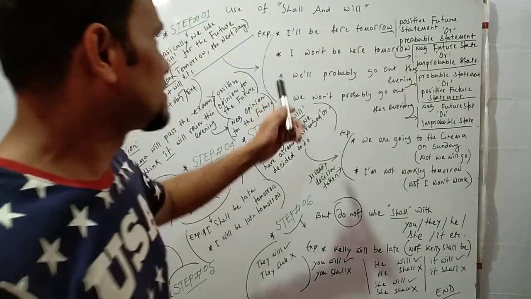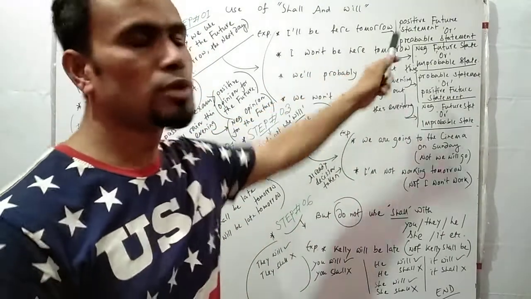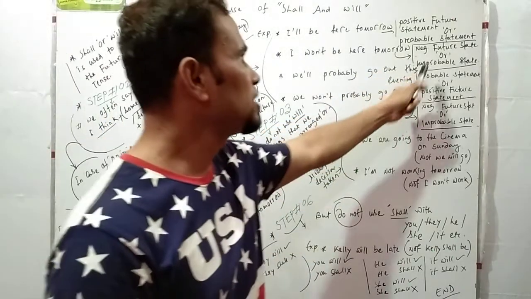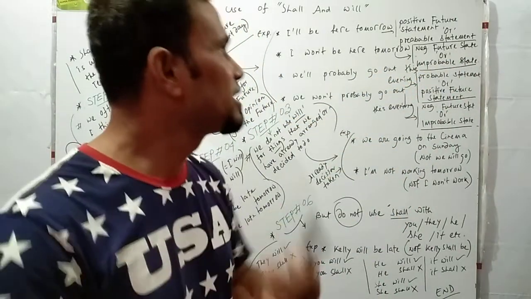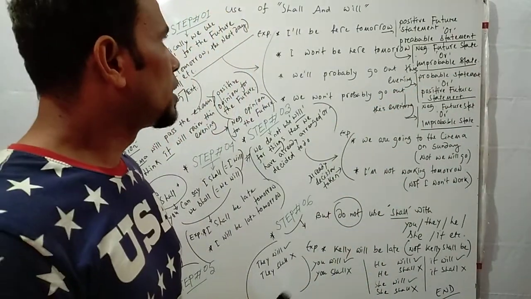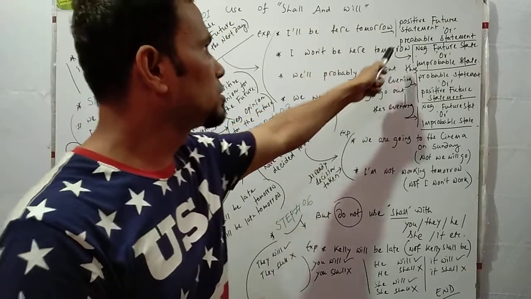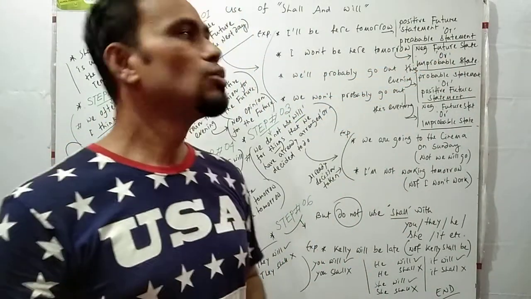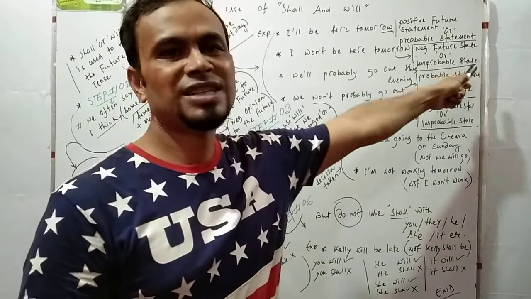So next sentence, I won't be here tomorrow. This sentence means a negative future statement, or we can say an improbable statement. So there's not a possibility to be here tomorrow. That's why we can say negative future statement, or we can say improbable statement.